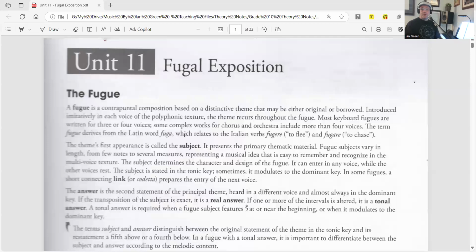A fugue is a contrapuntal composition, which means it's based on distinct voices working together. Counterpoint means different voices working at the same time to create a musical conversation. And usually, there are multiple voices occurring at once. Each fugue is a little bit different, but there are still some fundamental things that are similar between each different fugue that Mr. Bach wrote.